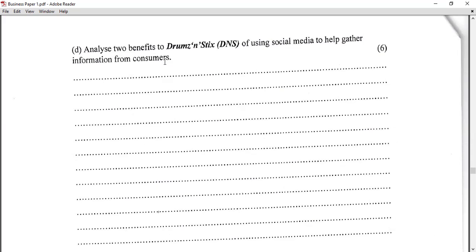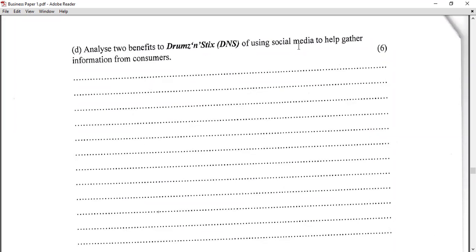So DNS is like that. Two benefits of social media for DNS you can see. Number one, you can focus on the target market, such as drumming music lovers in Singapore, or even from overseas also. So worldwide distribution is possible through social media because it's a kind of promotion method also. But here they are asking not about promotion, but how social media helps in gathering information from consumers.